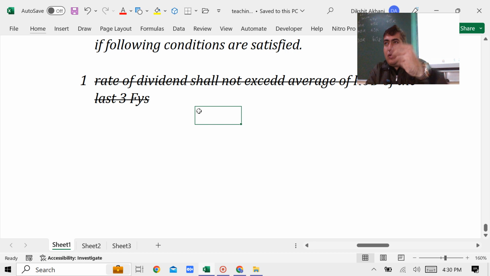So this will be quashed. What will happen? Quash. It will not apply at all. Okay.